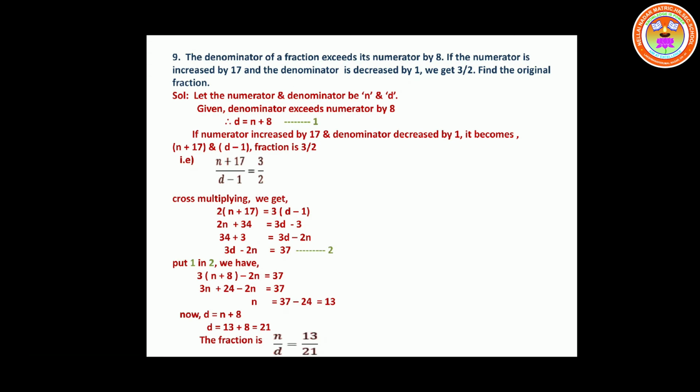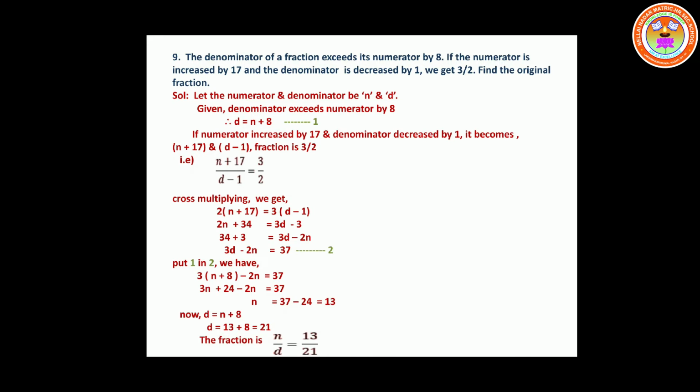Next sum. The denominator of a fraction exceeds its numerator by 8. If the numerator is increased by 17 and the denominator is decreased by 1, we get 3 by 2. Find the original fraction. So we are going to talk about a fraction, and the clue is given that the denominator of the fraction exceeds its numerator by 8.